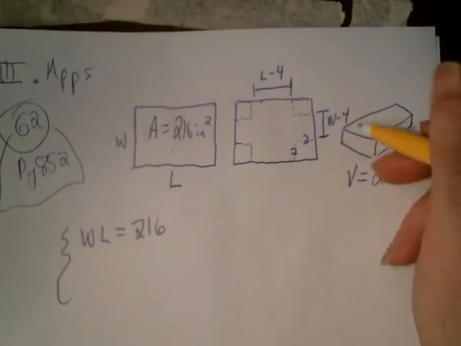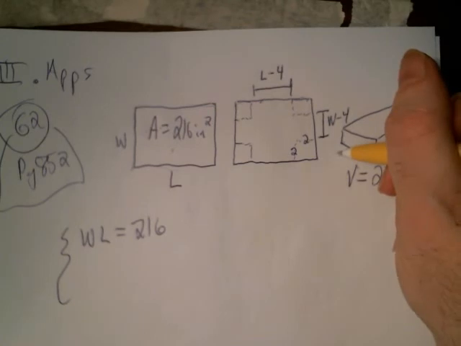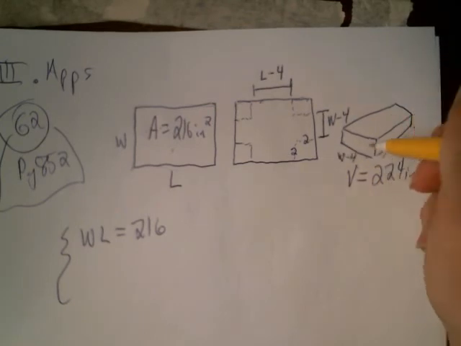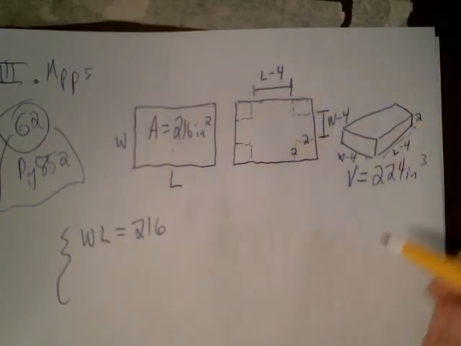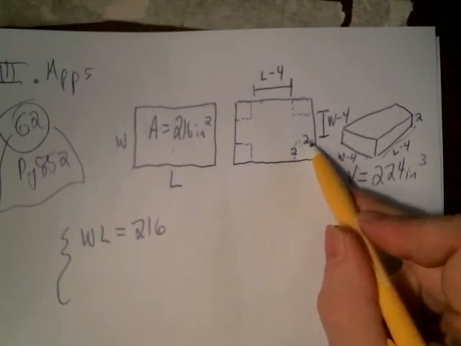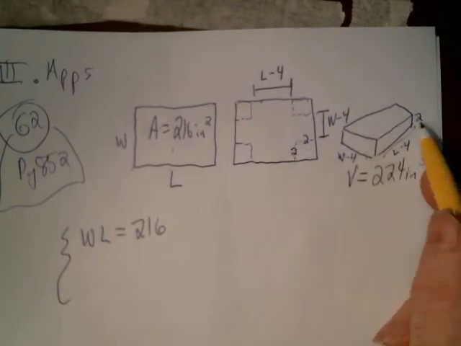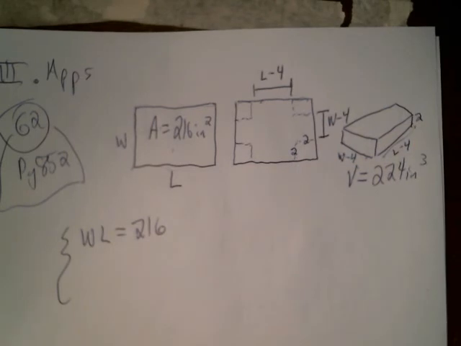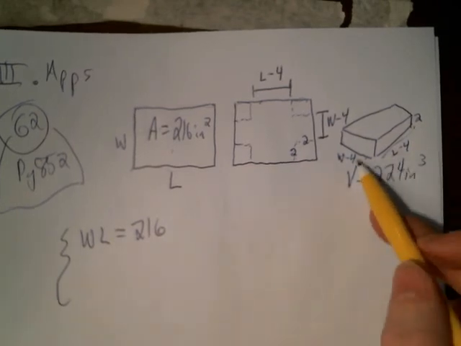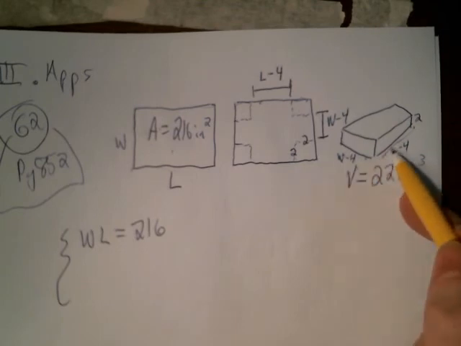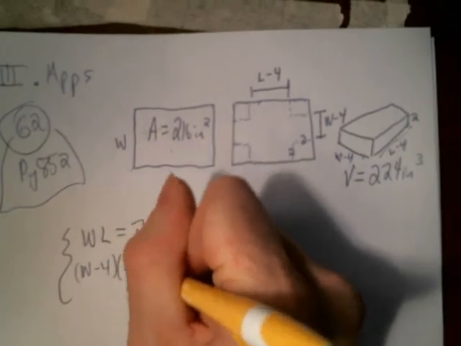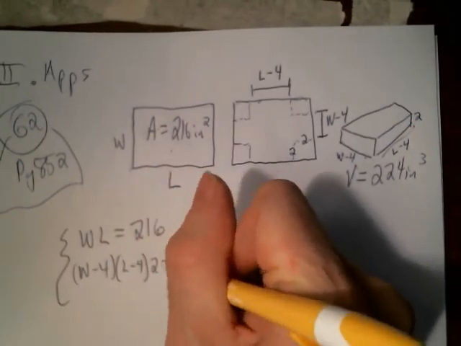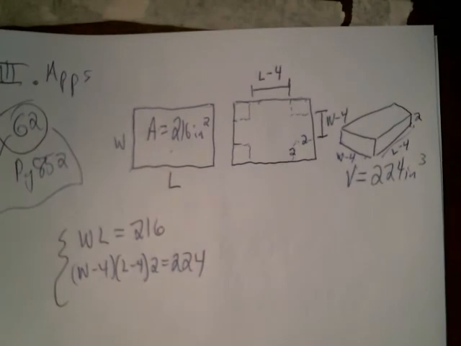So on the box here, this front side you could say is W minus 4. This side here, L minus 4. And then the height of the box is just going to be 2. Right? This corner right here. And when they cut it out, it's 2. So when you fold it up, it'll be a height of 2 inches. Okay? So the volume of this box is just length times width times height. So you'll have W minus 4 times L minus 4 times 2 equals 224.